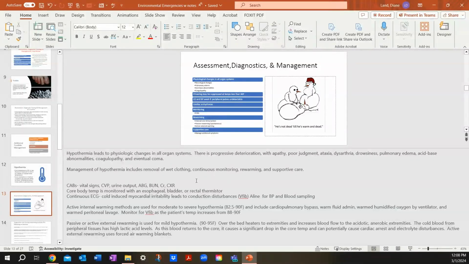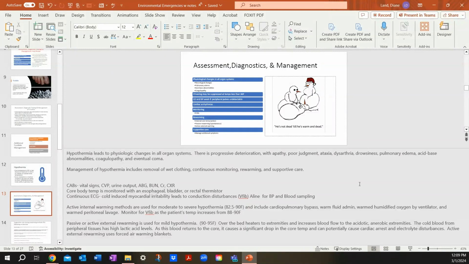We talked about vital signs, central venous pressure, urine output, ABGs, BUN, creatinine, and chest x-rays, because we're looking at the kidneys, the lungs, things like that. Core body temperature is monitored, again, with an esophageal, bladder, or rectal thermistor. Continuous ECG. Cold induces myocardial irritability and leads to conduction disturbances like VFib. They're going to put in an A line for rapid, immediate blood pressure and blood sampling, because you can get your ABGs.